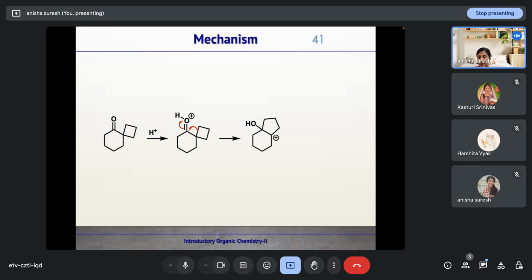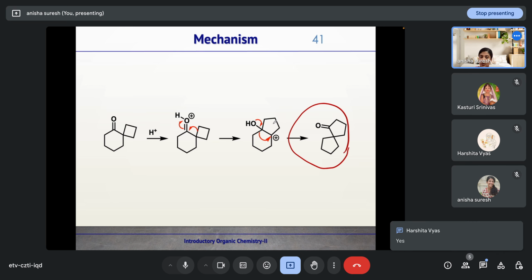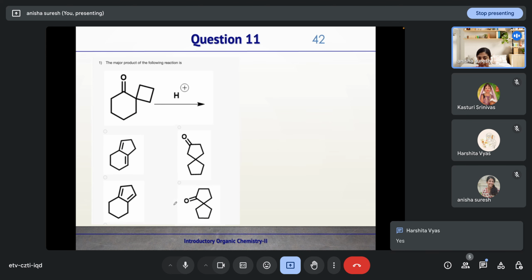So here now a new carbocation will be formed at the center. Since this bond is getting migrated, here a positive charge will generate. Now this hydroxyl lone pair on oxygen will fall here. So here this bond will be breaking and it will migrate to this position so as to neutralize the positive charge. So this will be a spiroketone that we will be getting. Mechanism clear? Okay. So the answer will be option D.